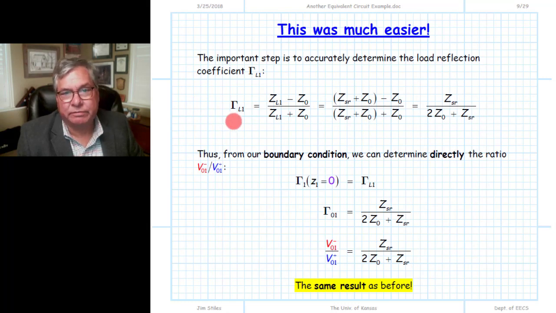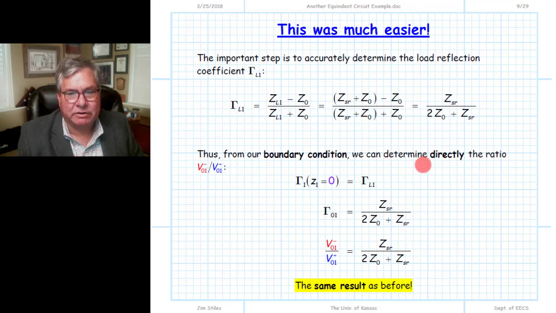So this is our load reflection coefficient, and again what we use is the equivalent impedance, the ZL1 I should say, which is the input impedance to the remainder of that circuit that we calculated. Recall that was simply the series impedance plus Z0. And so we insert that in there and do a little algebra and we get this result. This is our load reflection coefficient for that impedance that terminates our first transmission line.